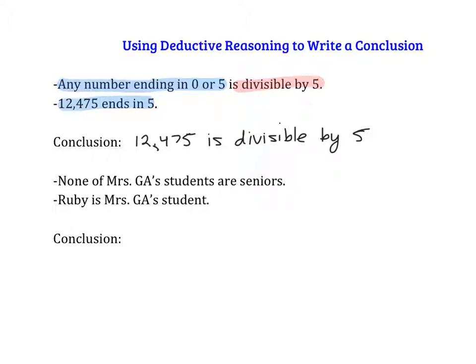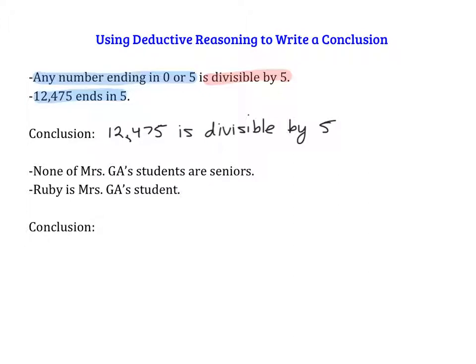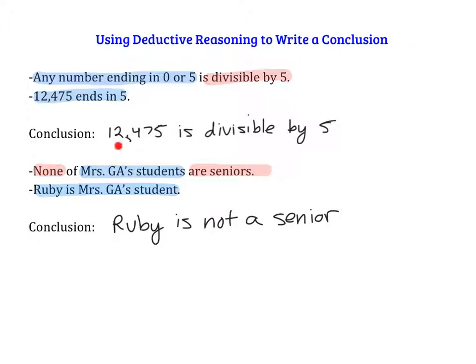So this is our logical statement that we can make using deductive reasoning. Let's look at this next one. None of Mrs. G.A.'s students are seniors. Ruby is Mrs. G.A.'s student. So again, Ruby is Mrs. G.A.'s student, and none are seniors, so we can logically deduce that Ruby is not a senior. So if this part is true about Ruby, then this part must also be true about Ruby.